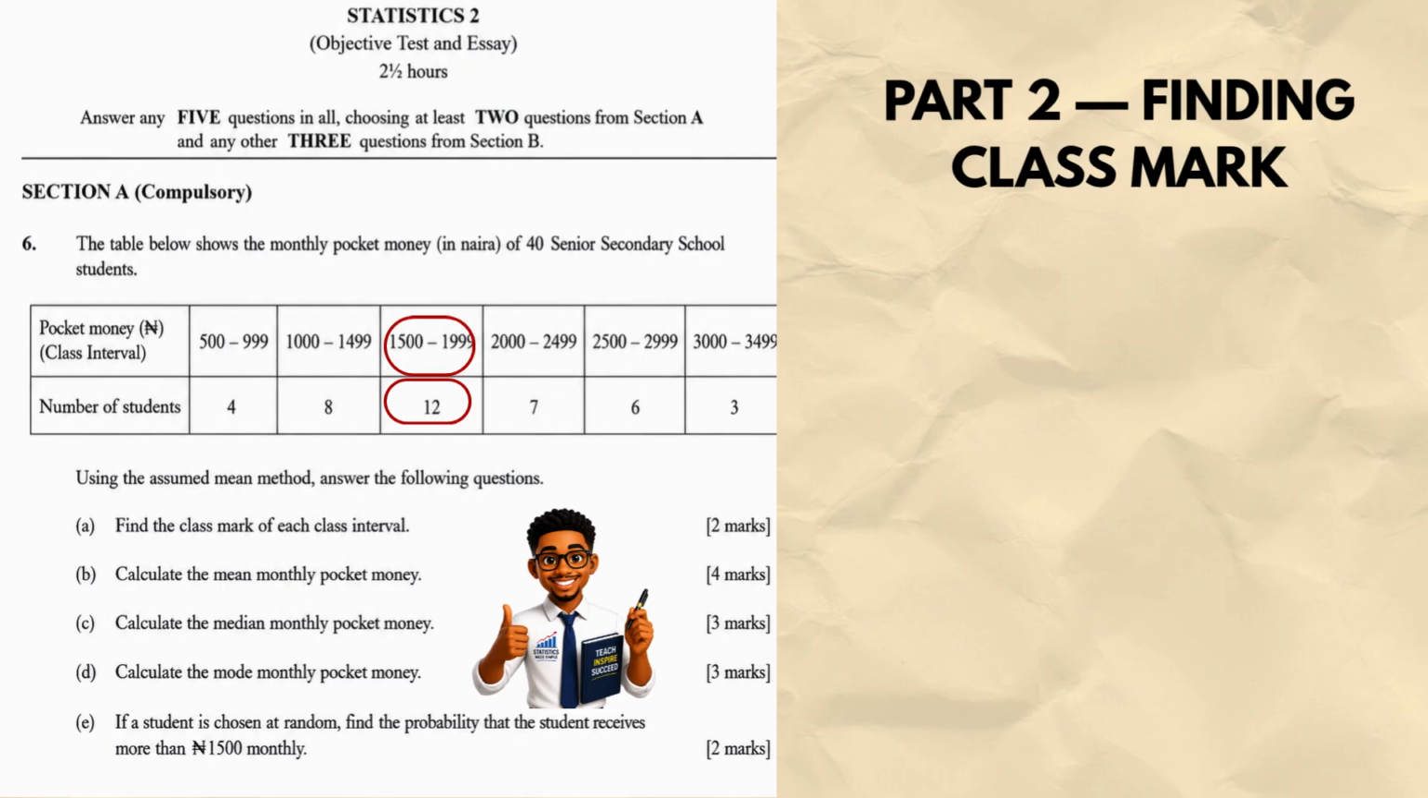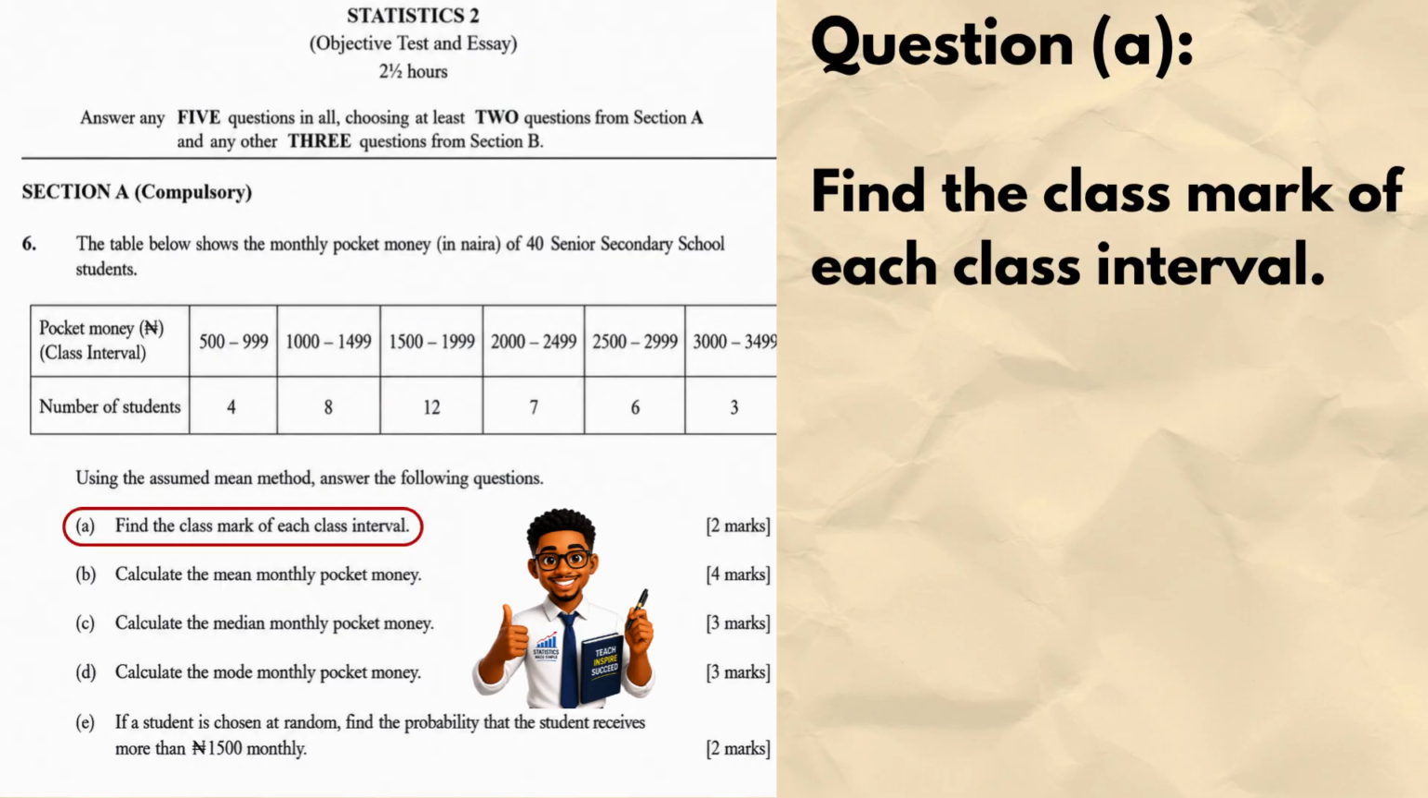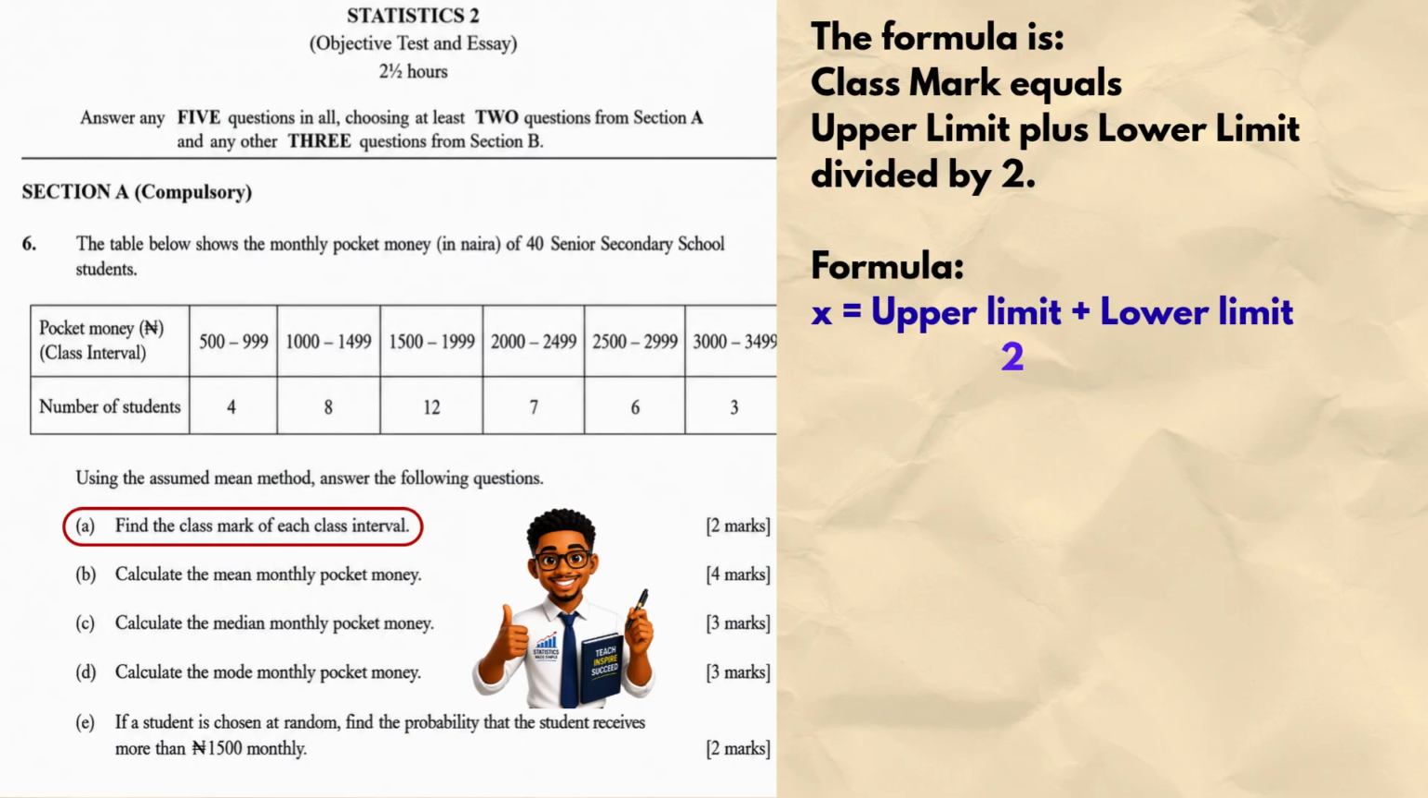Part 2. Finding class mark. Now WAEC asks, find the class mark of each class interval. This is one of the easiest parts of statistics. The formula is class mark equals upper limit plus lower limit divided by 2.